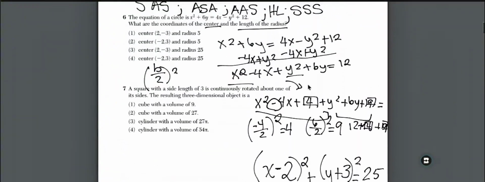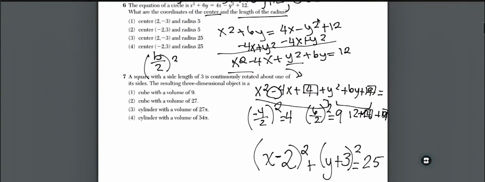My equation of the circle was, I'm going to write it up here again, x minus 2 squared plus y plus 3 squared equals 25. My center is my (h, k). So, my h, the sign changes. My k, my sign remains the same.